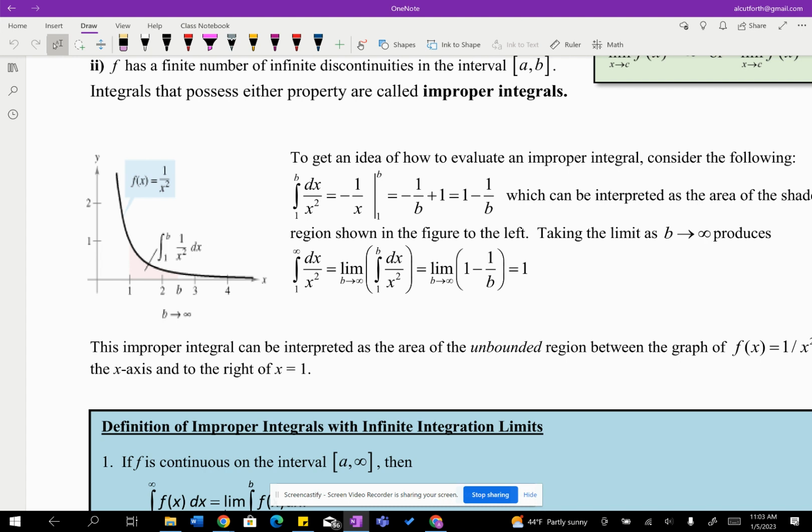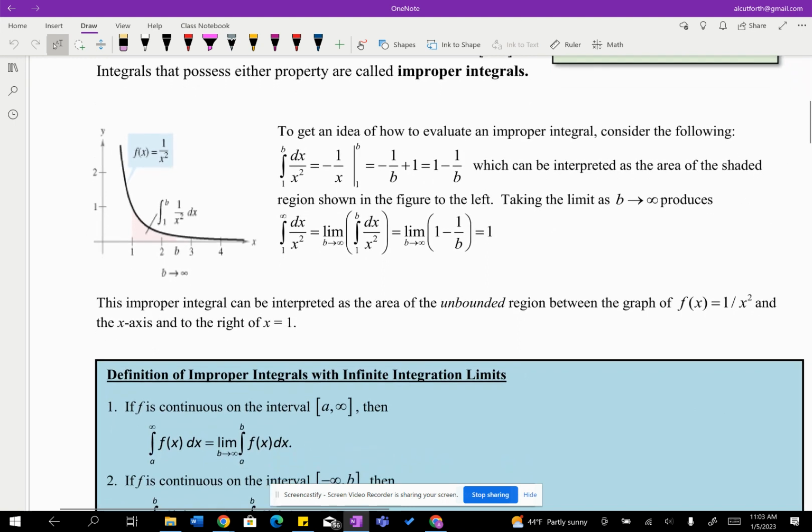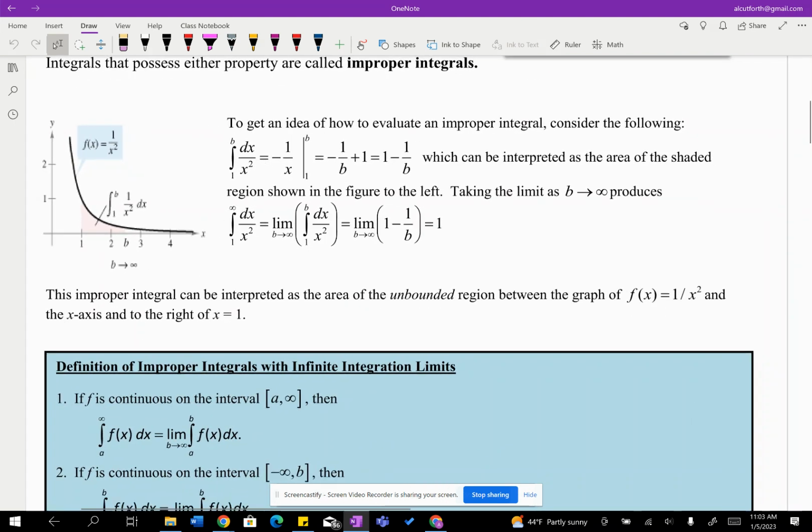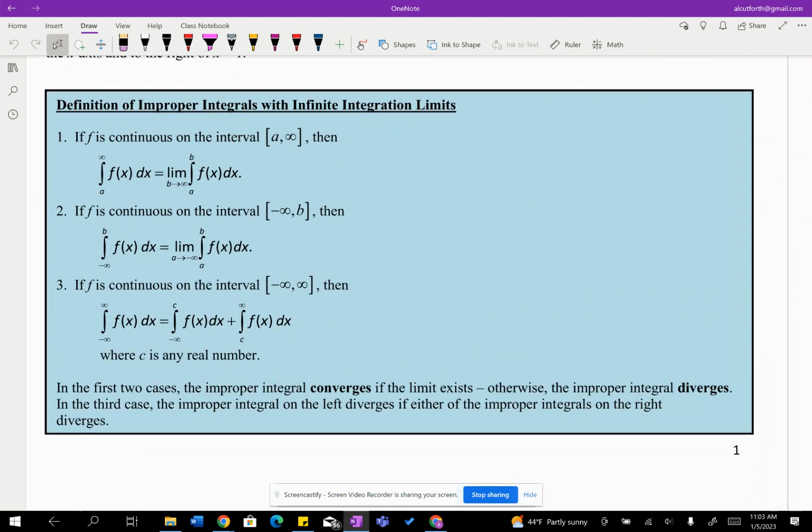Kind of weird, we're going to be integrating and doing limits. So we're bringing back limits. That's honestly, I think, the hardest part. So here's the official definition of improper integrals with infinite limits, so infinity or negative infinity in the limit.